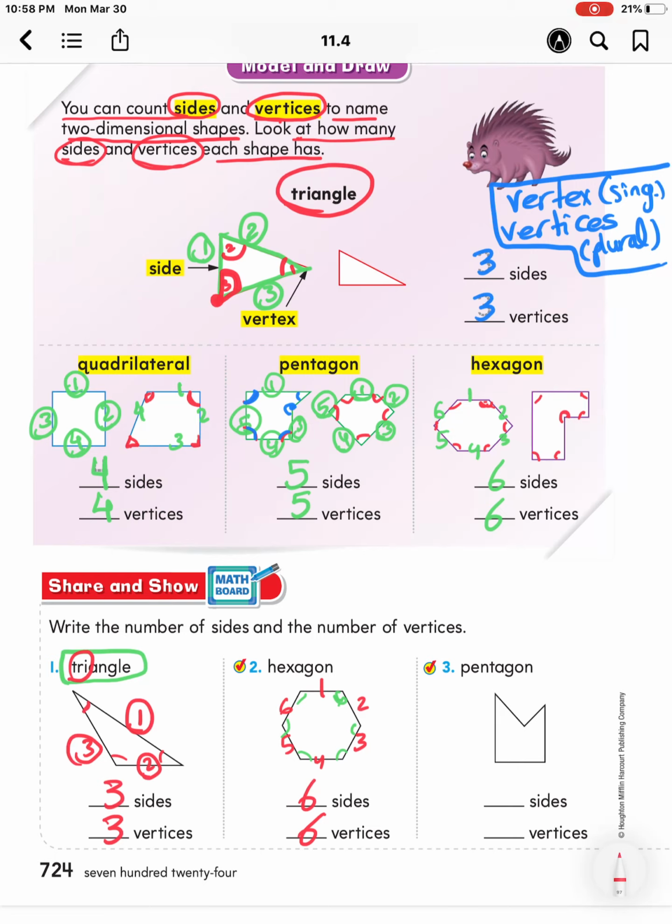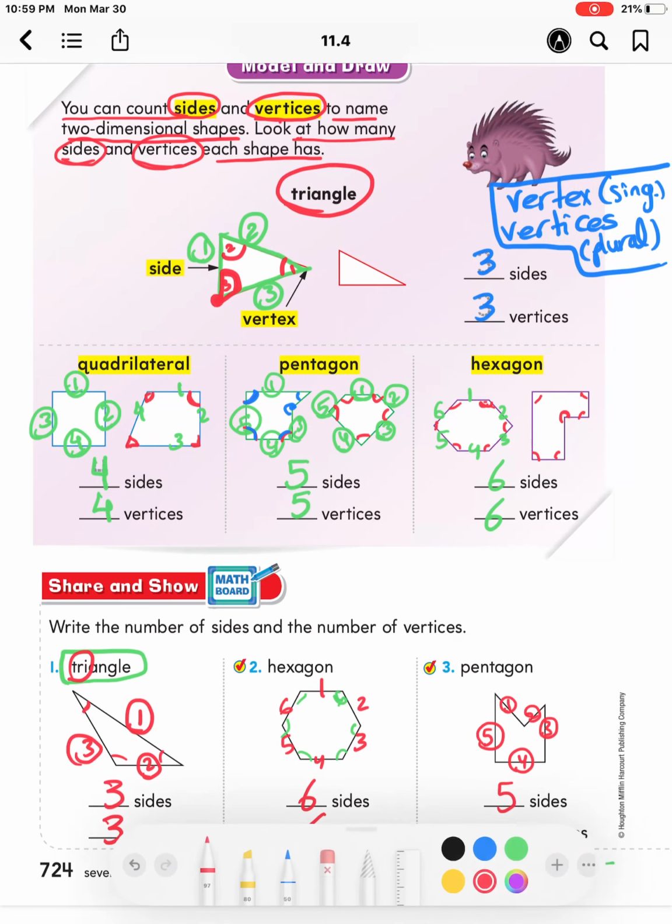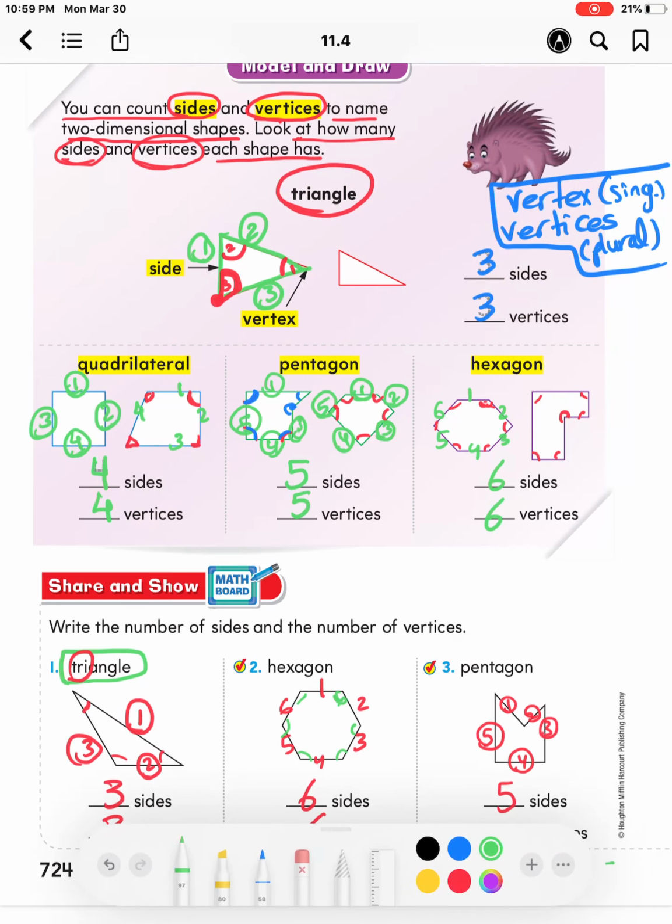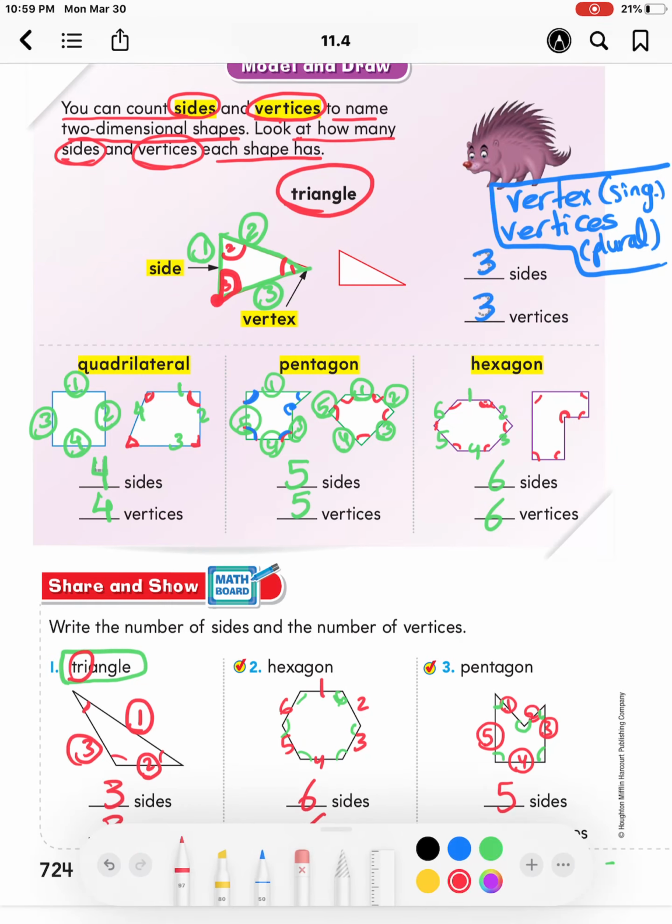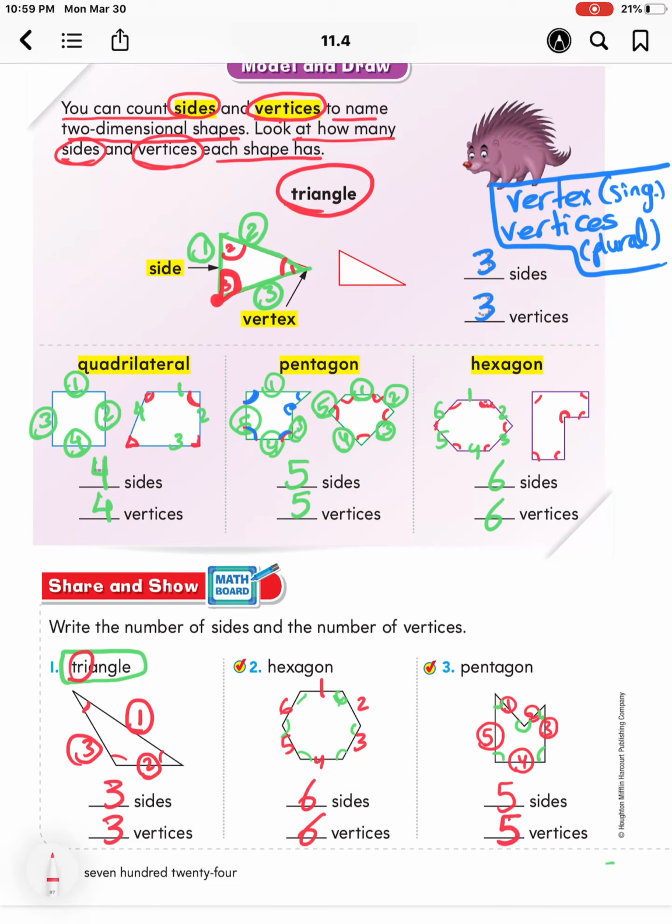Now what about the pentagon? Let's count together the sides. 1, 2, 3, 4, and 5. So we have how many sides? We have 5 sides. What about the vertices? Let's count together. 1, 2, 3, 4, and this is number 5. As I told you, whenever two sides meet, they form the vertex. So here we have 5 vertices.